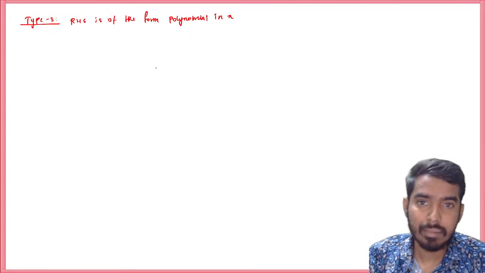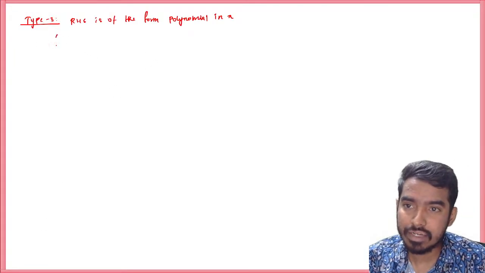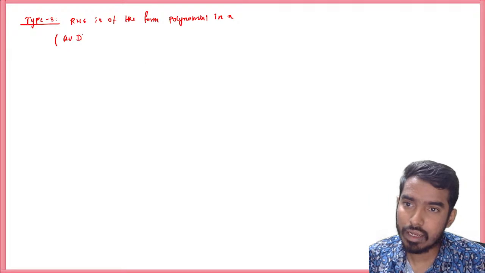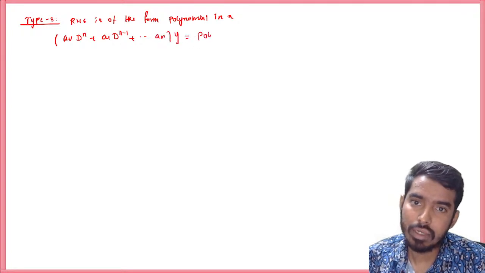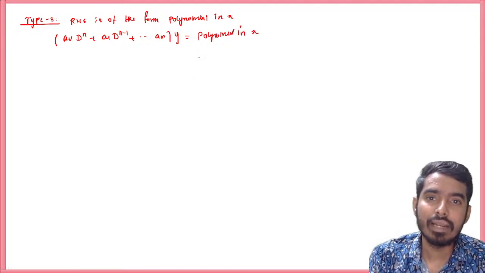So how to do this type of equation? That is, we have a linear differential equation: a naught D power n plus a1 D power n minus 1 and so on up to an, of y, is equal to a polynomial in x. So it is a polynomial in x.